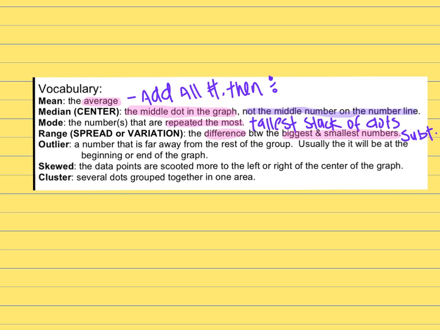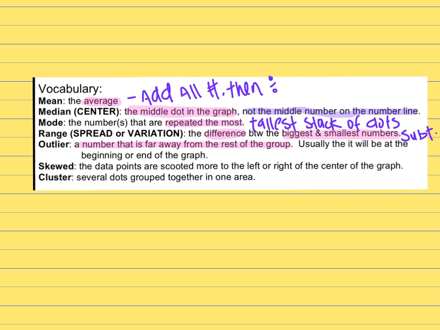The next word is outlier. Now this is a new one that we haven't done yet in my math class. An outlier is a number that's really far away from the rest of the group. And usually the outlier would be the very first dot or the very last dot, but it's something that's really far away. Not just one gap, but really far away. A number that's really far away from the rest of the group.